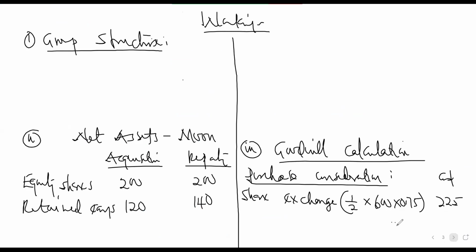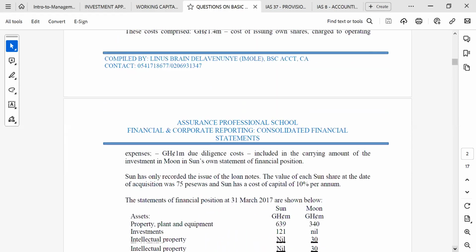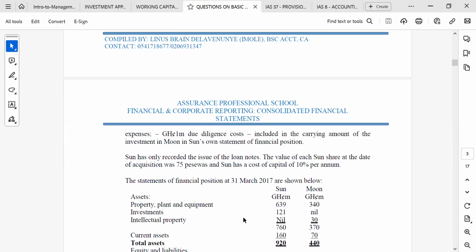So the loan note has already been recorded. We have 100 over 500 times 600 million. What are you getting? 120. They say only the loan note has been recorded. So let's go to the statement of financial position and see the investment there. The investment is 121. It should have been 120. They recorded only the loan note. But why are we having 121? We'll come to that one later.